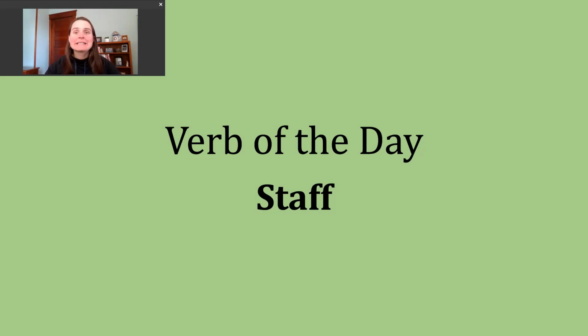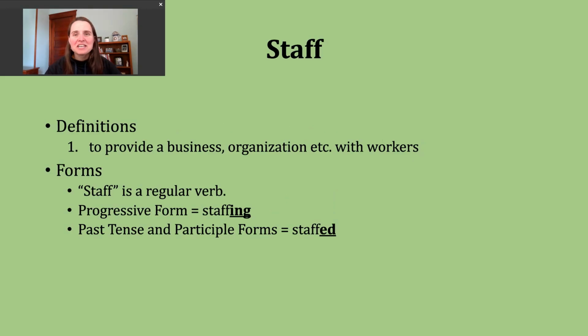Today's verb is staff. Let's take a moment and look at the definition of this verb. The verb staff means to provide a business or organization with workers. There will be a couple other definitions we'll talk about in just a moment in connection with phrasal verbs, but really this is the primary meaning of this verb and the main way you're going to see it used.